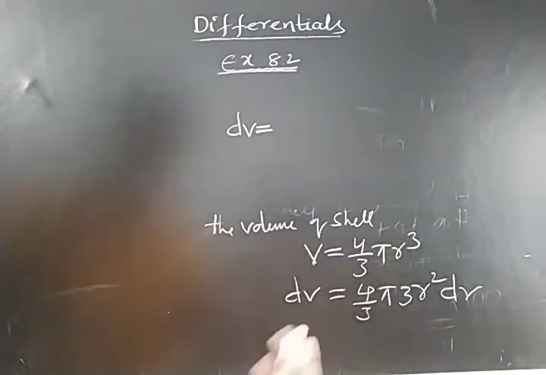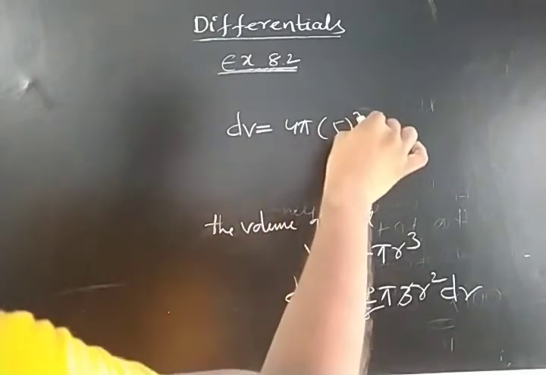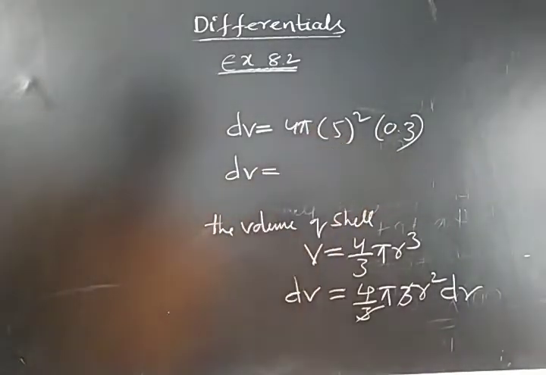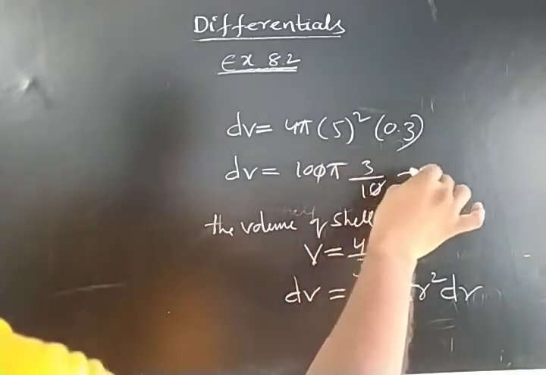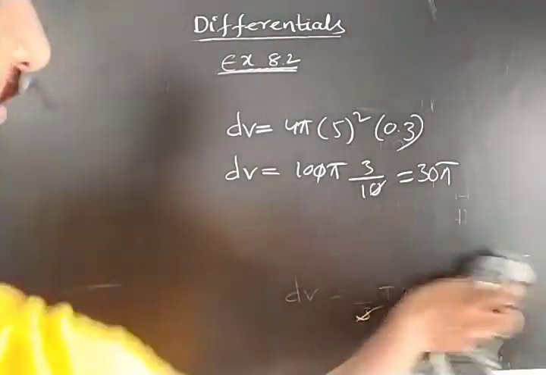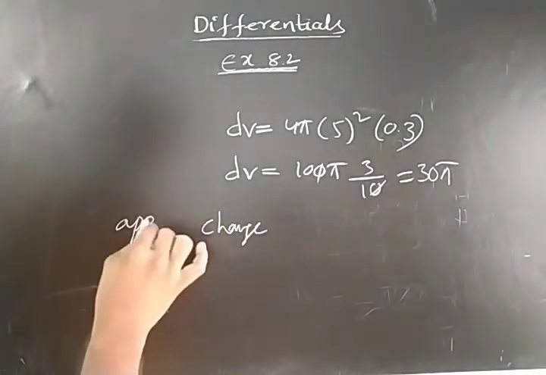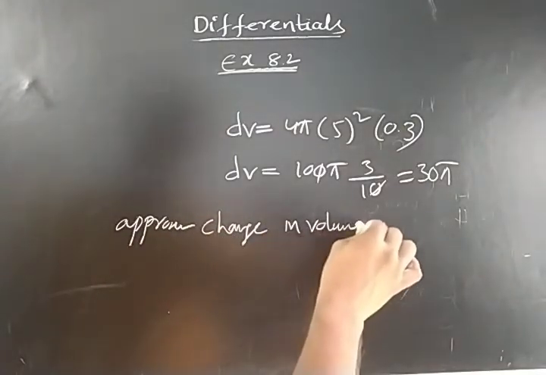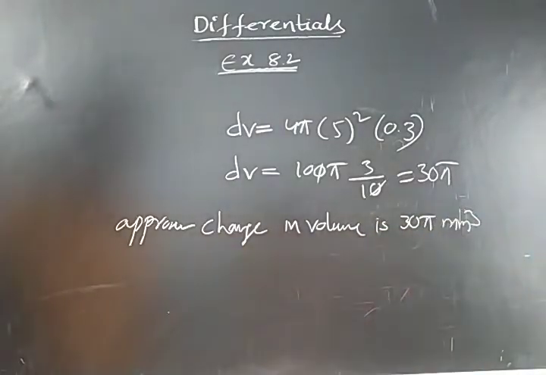dV is the approximate change in volume: 4 by 3, here 3 cancels, 4 pi, r value 5 square, dr value 0.3. So dV equals 25 into 4 is 100 pi and 3 by 10, 0 cancels, 30 pi. So 30 pi is the change in volume, therefore the approximate change in volume is 30 pi millimeter cube.